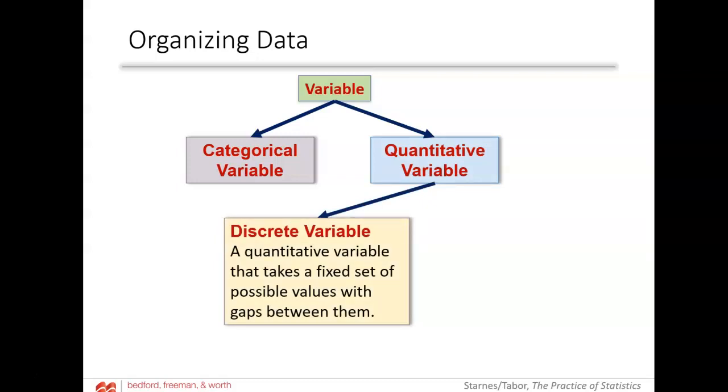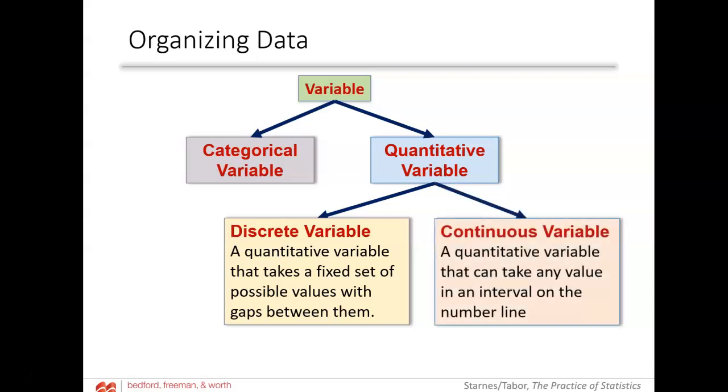So now the quantitative variables, the ones that take on numeracy in some way, we talked about how it could be a measurement or a count. So if it is a discrete variable, that's how we're talking about a count. It's a quantitative variable that takes a fixed set of possible values, with gaps between them. So if you're taking a count of how many socks are in your drawer, that is a discrete variable. You can't have 2.5 socks, but you can have 2 or 3 or 4.